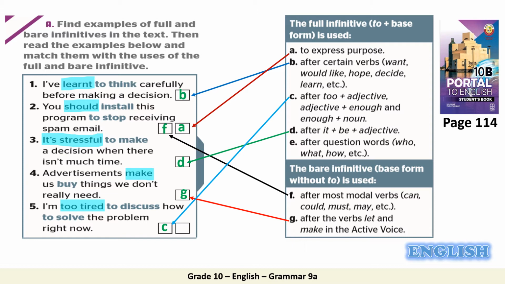The final one, I'm too tired to discuss how to solve the problem right now. So how, which is a WH word, after how I put a full infinitive, to plus verb. So that's the use E after question words who, what, how, etc.